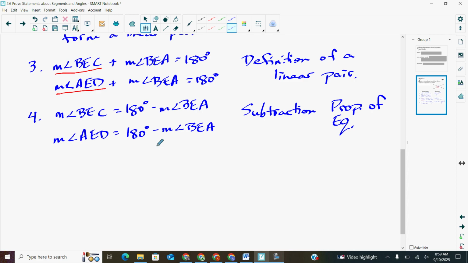And now we should recognize that 180 minus the measure of angle BEA is in both of these. So I can say the measure of angle BEC is equal to 180 minus the measure of angle BEA. But I can substitute this in for 180 minus the measure of angle BEA because these are equal to each other. This is the substitution property of equality.